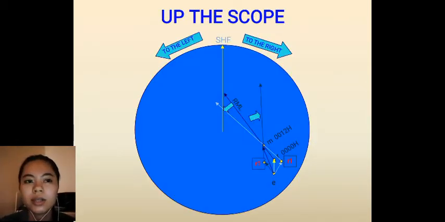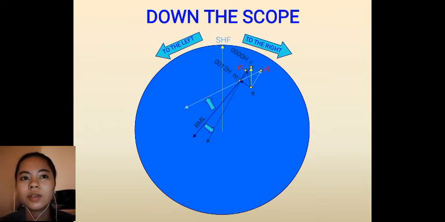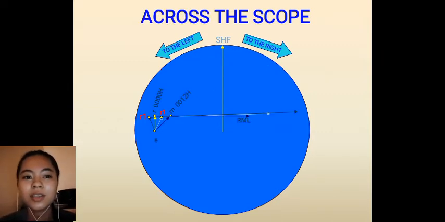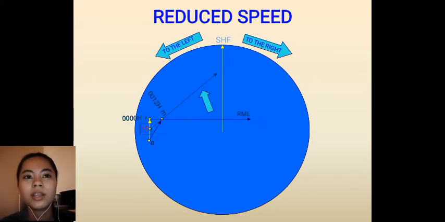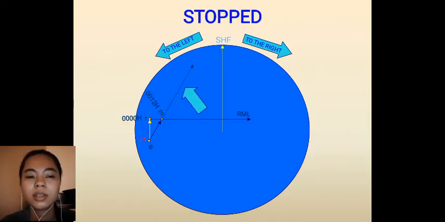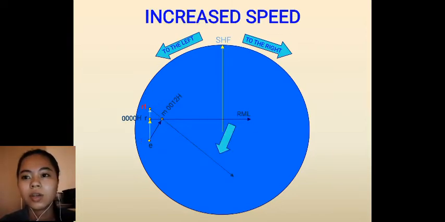So here in the next slide is the illustration for up the scope. The next slide is the illustration for down the scope. The next, across the scope. And slide 51 is reduced speed. Next is stop. Increased speed illustration. So those are the illustrations.